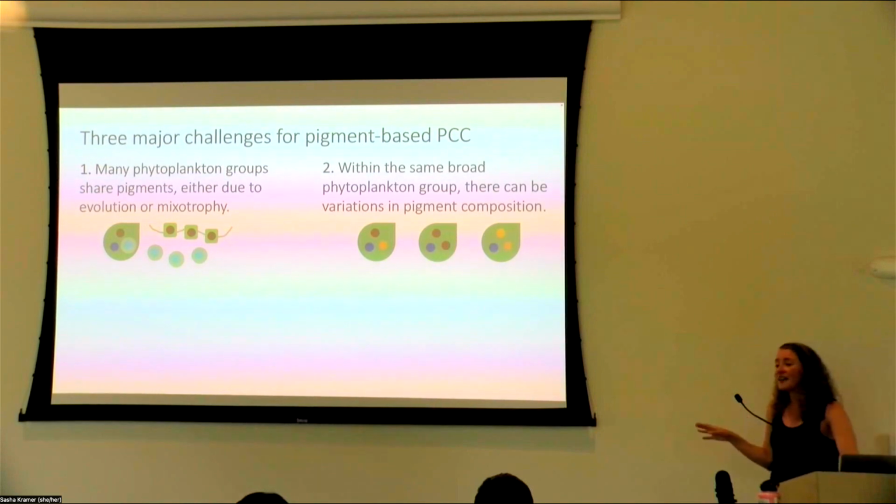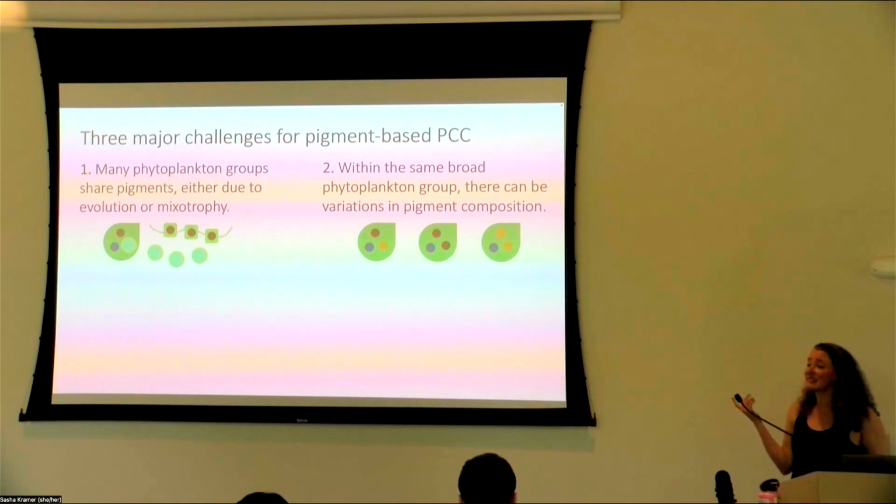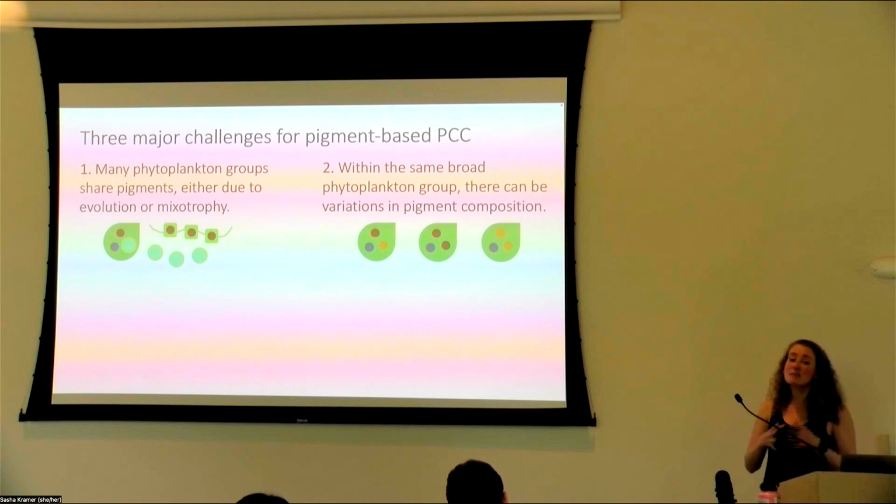The next major challenge is that within the same broad taxonomic group, you might have really different pigment composition. So in this case, I want to use the example of the Prymnesiophytes. We talked about them having really huge differences in cell size and morphology.